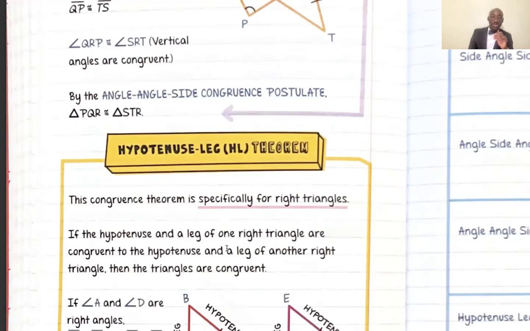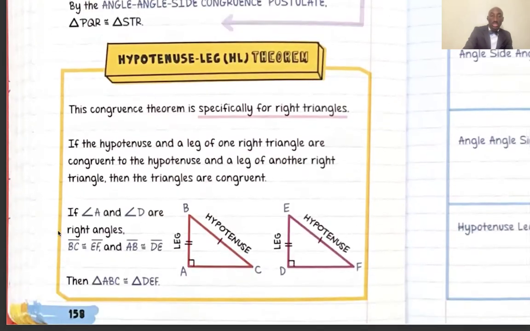If the hypotenuse and a leg of one right triangle are congruent to the hypotenuse and a leg of another right triangle, then the triangles are congruent.